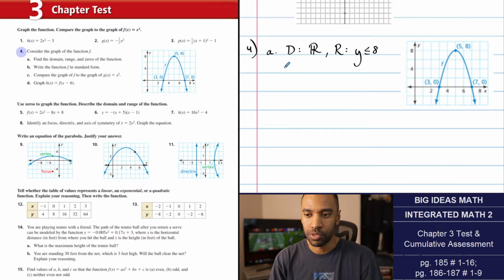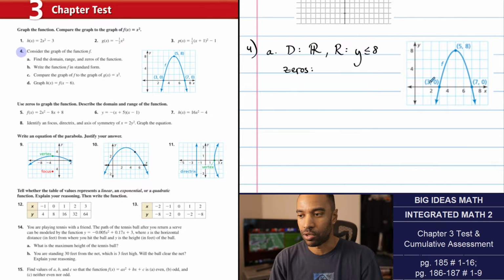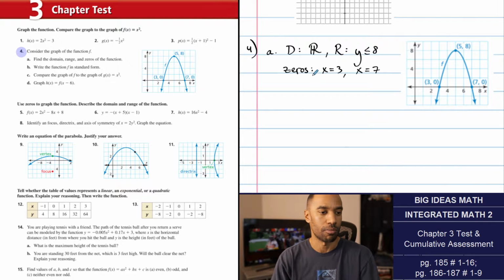The zeros are another way of referring to the x-intercepts, the values of x when y equals 0. Those zeros are 3 and 7. You solve for x when the function equals 0. Now, I don't know what the function is yet, and I'm sure that's one of the questions they're going to ask us here in a bit.